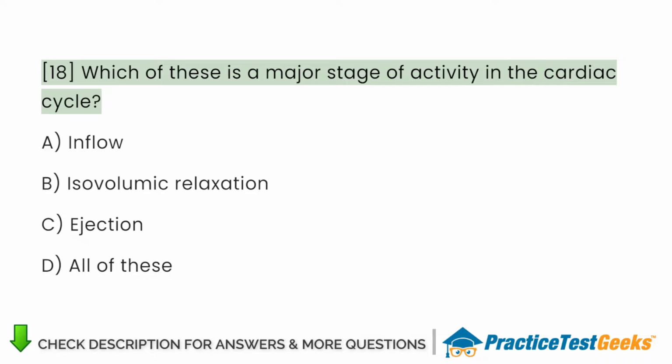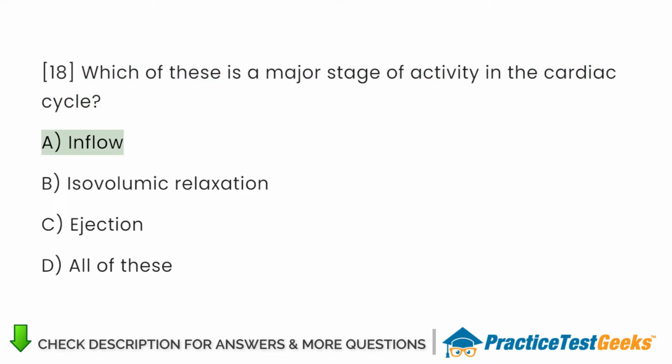Which of these is a major stage of activity in the cardiac cycle? A. Inflow. B. Isovolumic relaxation. C. Ejection. D. All of these.